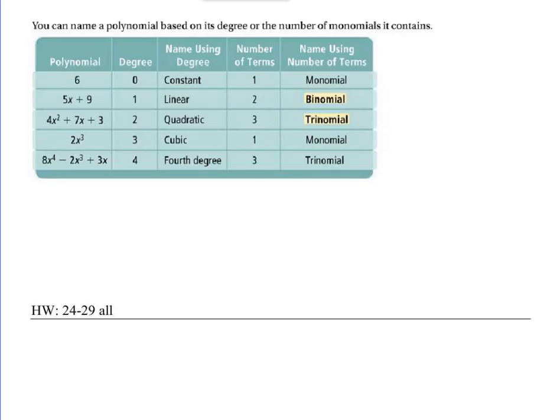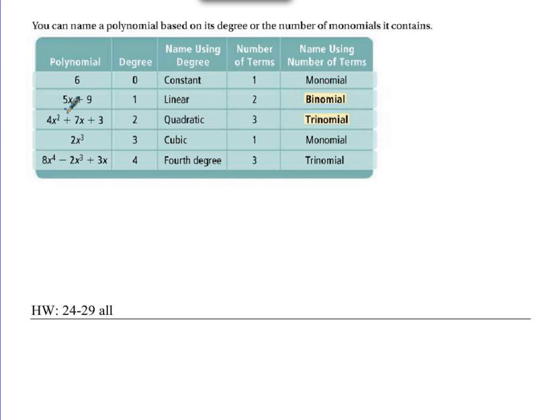Okay, a little summary table here, and then we'll be done for the day and you can work on those problems. You can name a polynomial based on its degree or the number of monomials that it contains. In other words, the number of terms that it contains. So if you have a polynomial that looks like this, just 6, what is that? It's a monomial. We have a special name for a monomial. It's just a number. It's called a constant. This one right here would be called what? It's a binomial.